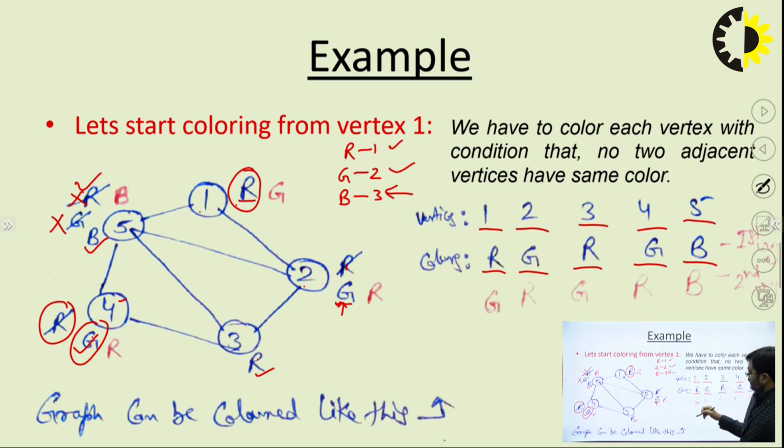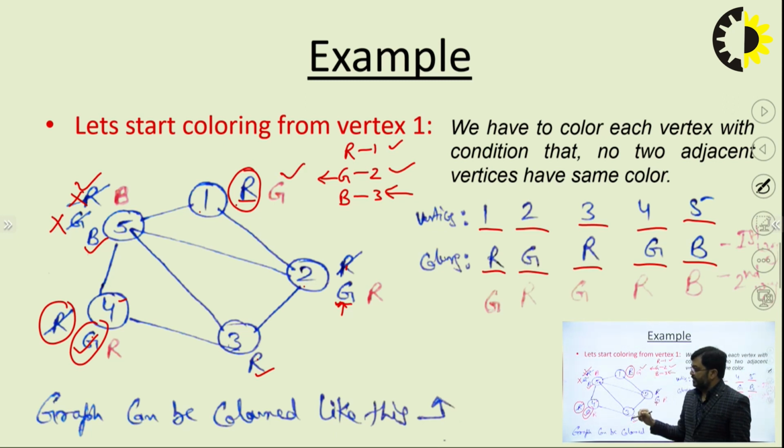Next, can we color it in a different approach, a different way? Is there any other way to color this graph? If we start from color number 2, and we give color 2 to the first vertex, means if we try to give green color to vertex 1, then we check for vertex 2, can we give red? Because we are starting from 1, 2, 3: color number 1 is red, color number 2 is green, color number 3 is blue.